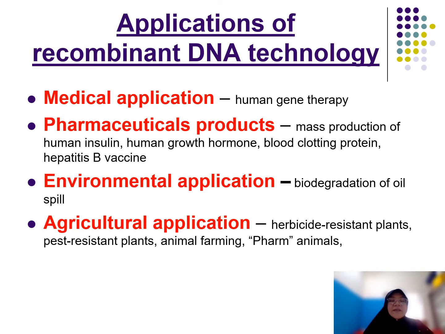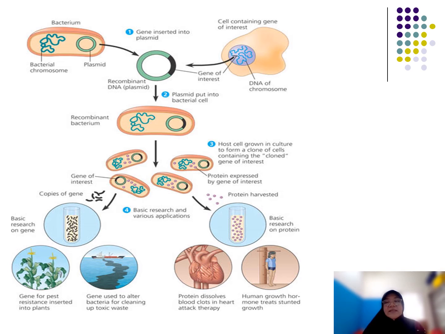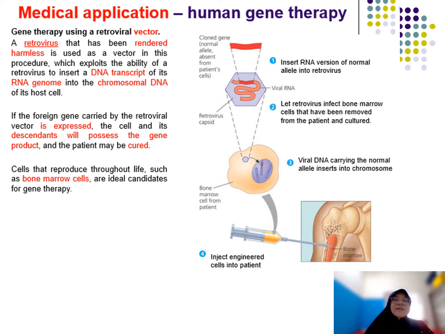So last is the application of the recombinant DNA technology. Okay, what is the purpose of having this technology? For medical application, for pharmaceutical products, environmental application and agricultural application. Okay, this is application of the recombinant DNA for gene therapy and also for basic research on protein. In medical application, in gene therapy is that, okay, for example here, this is okay, what is gene therapy?